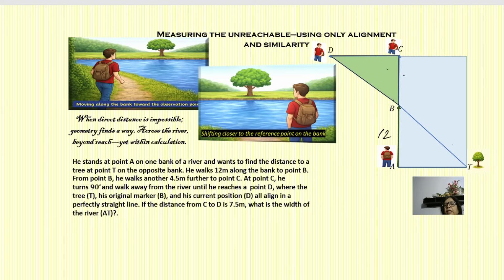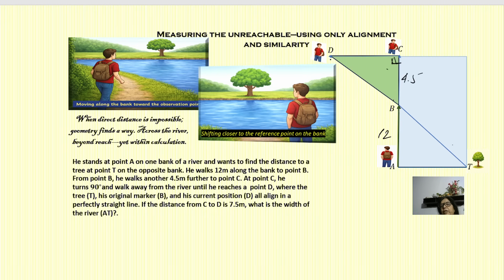So he walks another 4.5 meters from B to C. Then from the point C, he turns vertically away from the river, and this angle that he turns over here is 90 degrees. And he walks straight completely to a point D. Now, how does he locate this point D?